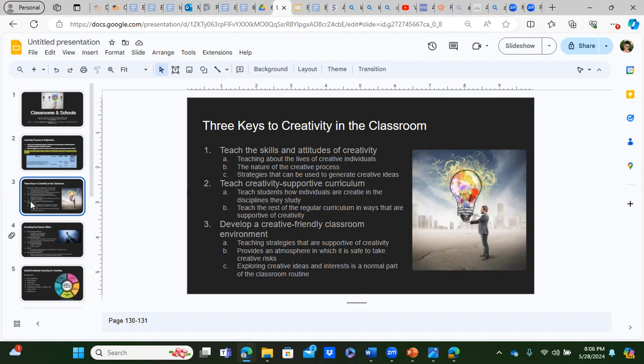A creative-friendly classroom uses teaching strategies that are supportive of creativity, but it's more than that. It also provides an atmosphere in which it is safe to take creative risks and where exploring creative ideas and interests is a normal part of the classroom routine. This is the place in which students develop the confidence and the motivation to be creative, the will, you might say, to turn the millstone. In this chapter, we will consider the type of classroom environment best suited to developing creativity and the many variables that go into creating it.